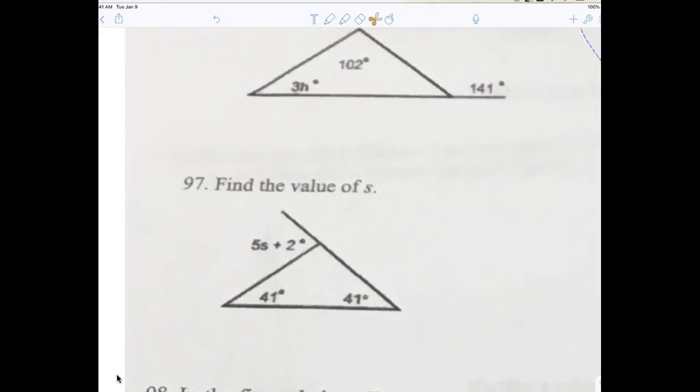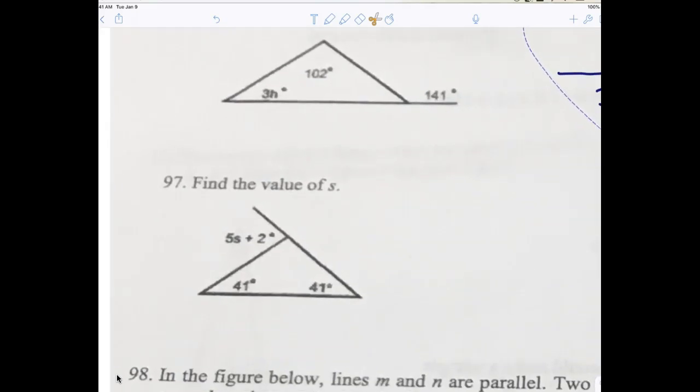Find the value of S. So how do I write this equation? Oh, there's S. 41 plus 41 equals 5S plus 2. You're good, man. So now you combine like terms. So 41 plus 41 equals 82.